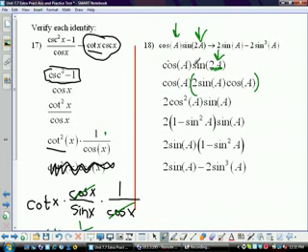Let's use identity. I just use my identity. Sine of 2a is 2 sine of a times cosine of a. I want to get all my angles to be the same. You see I have an a and a 2a?